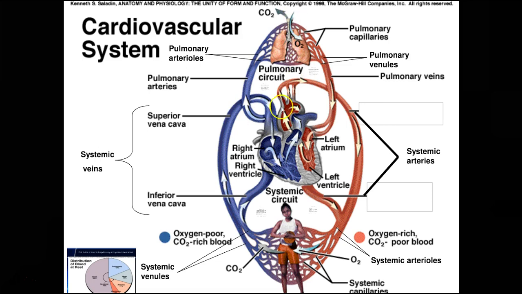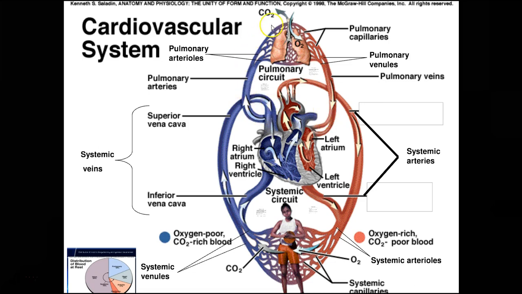So we have a pulmonary circuit to the lungs and back, and we have a systemic circuit to the body and back. And blood always follows the same route, leaving the heart, arteries to arterioles to capillaries to venules to veins, always in that order.